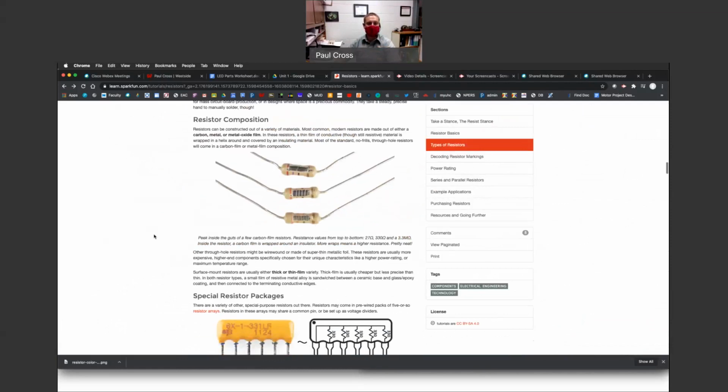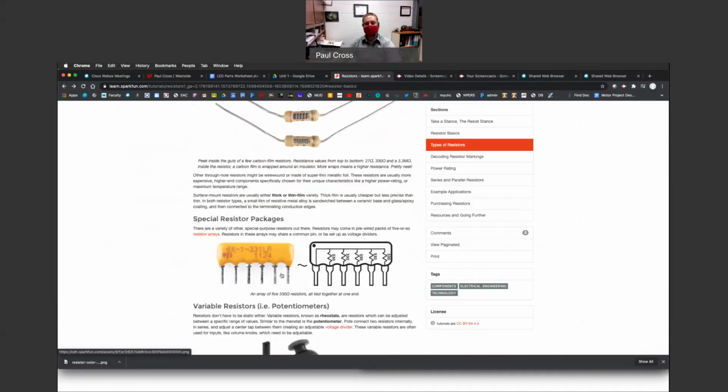the resistor. Some other ones that we don't really use are these that have 5 resistors built into them. So 1, 2, 3, 4, 5. This is the input here.